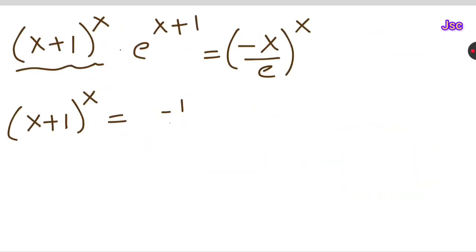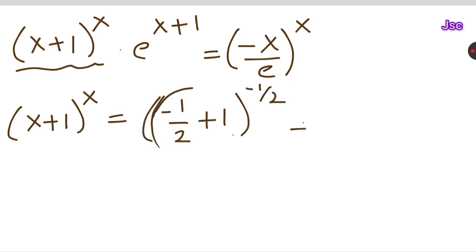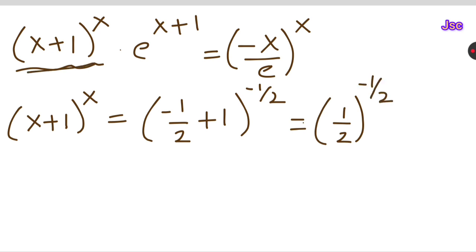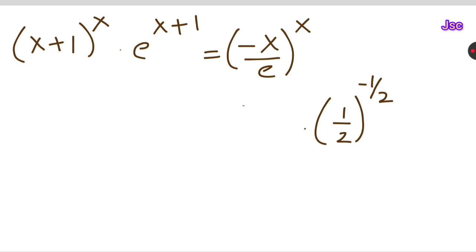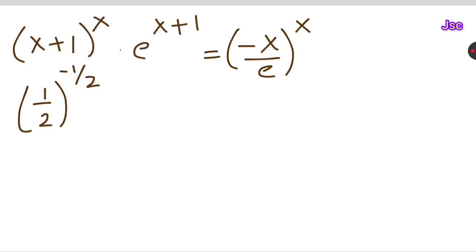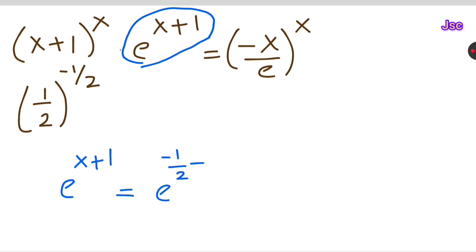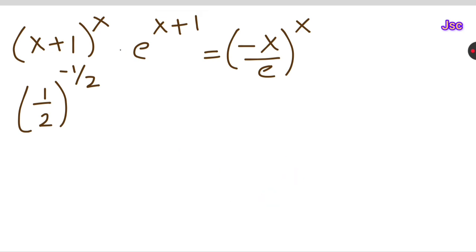Let's take that. (Minus 1 over 2 plus 1) whole raised to the power of minus 1 over 2. 1 minus half gives only half. So let's take half raised to the power of minus 1 over 2. This is the first term: 1 over 2 whole raised to the power of minus 1 over 2. Now observe the left hand side second term, e raised to the power of x plus 1. We got x as minus 1 over 2, so minus 1 by 2 plus 1 gives plus 1 by 2. The second term is e raised to the power of 1 over 2.